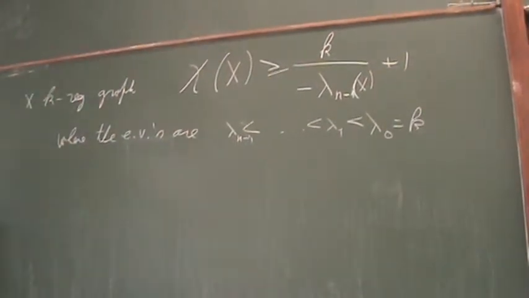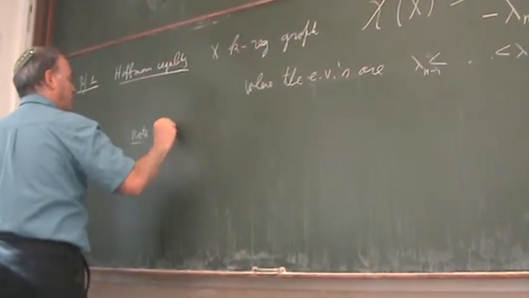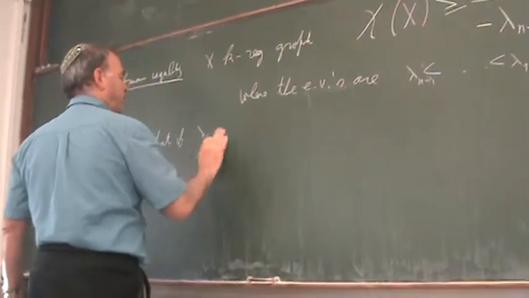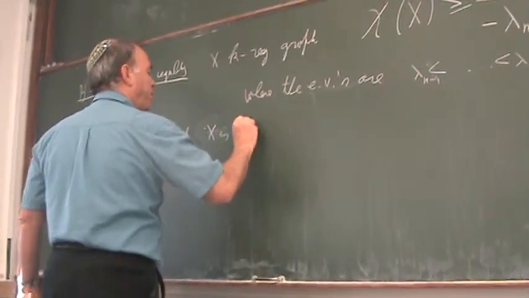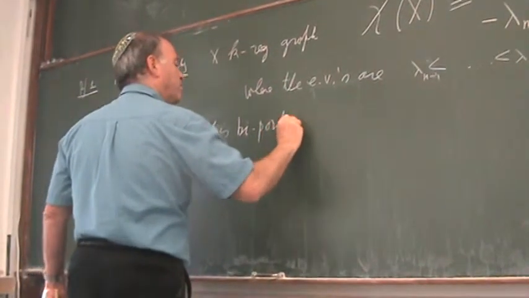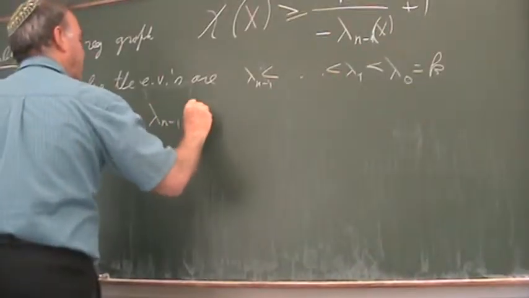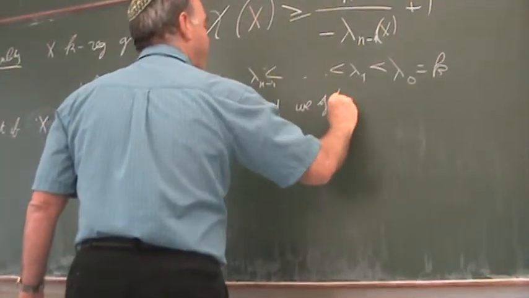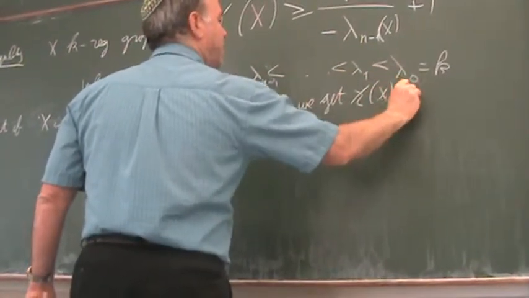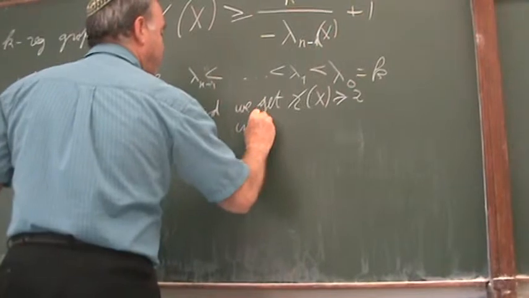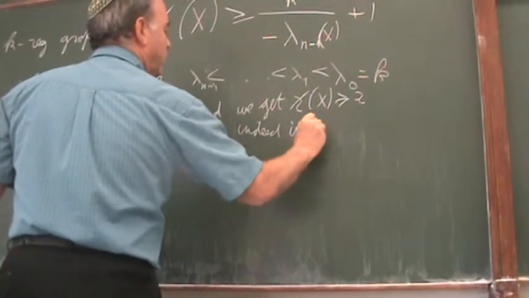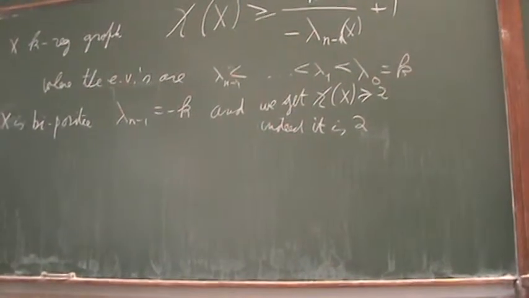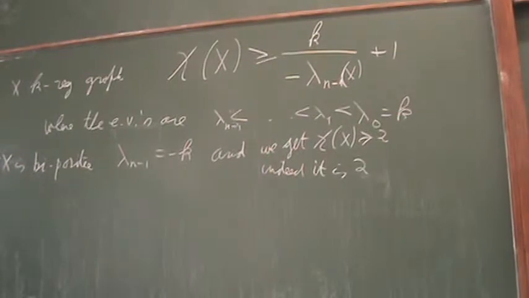Note that if X is bipartite, lambda n minus 1 equals minus K, and we get chi of X greater or equal to 2, and indeed it is 2. Because if you are a bipartite graph, then the chromatic number of a bipartite graph is 2. You can color one side with black and one side with white.